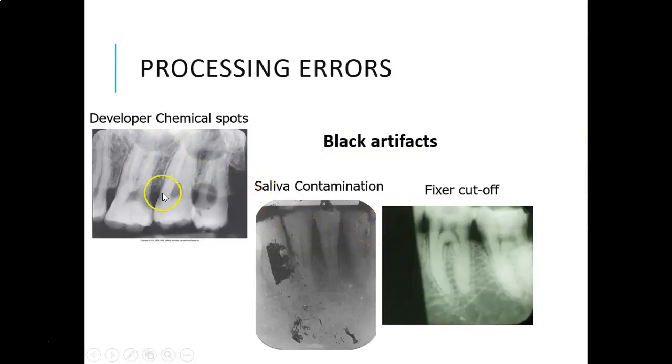Processing errors. So here we have things that you may see, these splotchy dark spots here and here and here, and it's kind of over here too. This is developer chemical spots. Saliva contamination. It got wet and maybe messed up the chemical coating over the film. A fixer cutoff. So here in this picture, let's see, what would that mean? That means that the film never actually got any fixer and was only, I'm trying to remember now.